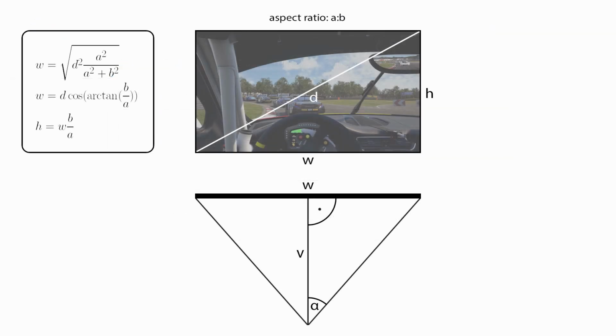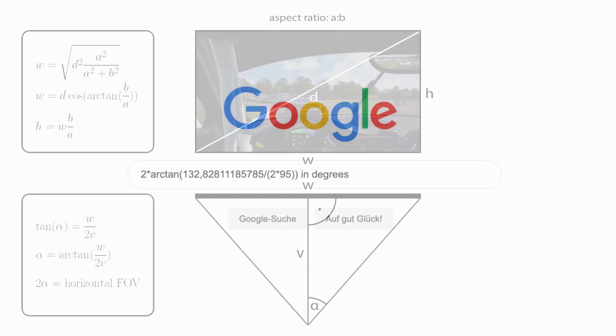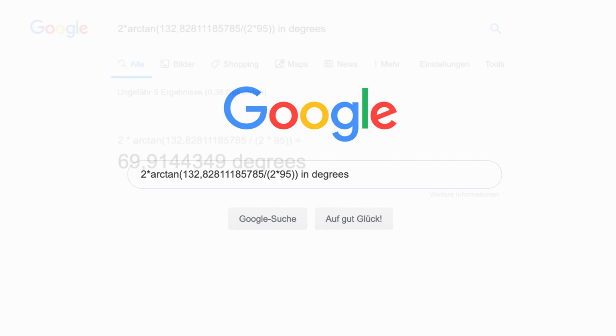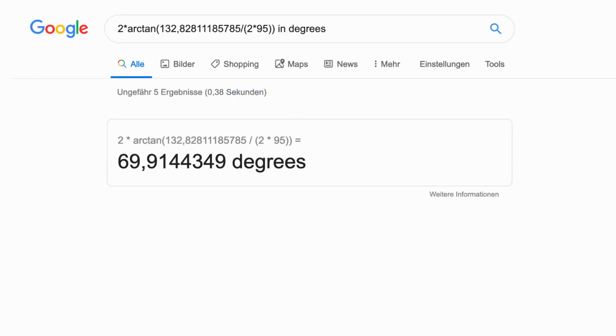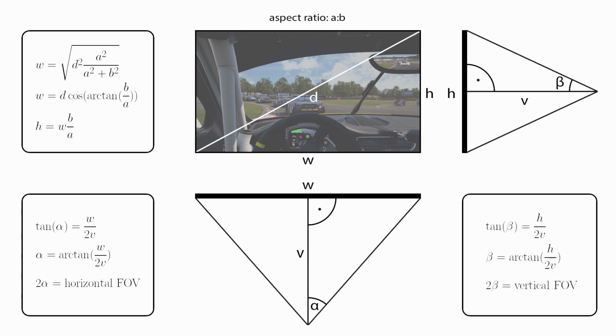Now that we have the height and width of our screen, let's calculate our horizontal field of view, which in this illustration is 2 times alpha. We get alpha by taking the arctangent of half the screen's width w divided by our distance from the screen v. Multiply alpha by 2 for your correct horizontal field of view setting. For the vertical field of view, it works in exactly the same way, using the height of the screen instead of its width. And to everybody who fell asleep during this section, you can wake up now, math class is over.